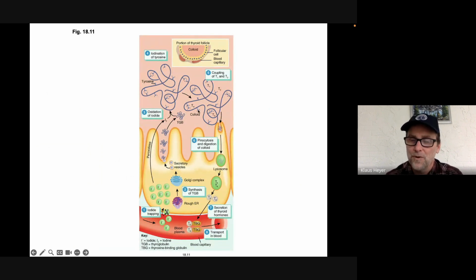So here we are with the TGB and the iodine, and they're mixing together. They're making T1 and T2. T1 and T2 couple to make T3 and T4. The cell is going to take it back in from the colloid and through exocytosis put it into the blood. And you can see there's your T3, there's your T4, and they're on a transport protein, thyroxine binding globulin.